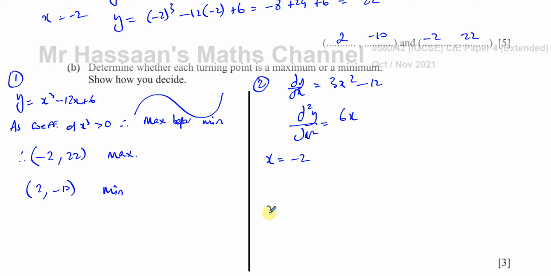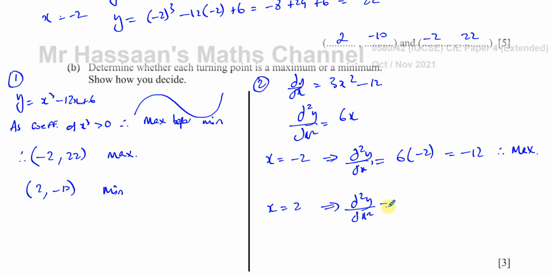So we can say when x equals negative 2, the second differential gives us 6 times negative 2, which is minus 12. So therefore this is going to be a maximum. If the second differential works out to be negative for the value of x of the turning point, that means that's a maximum point. And when x equals 2, d squared y over dx squared is 6 times 2, which is positive 12, therefore this is going to give us a minimum.